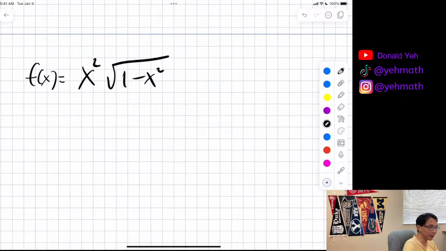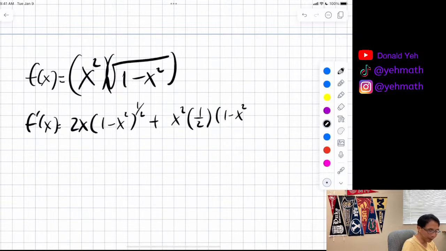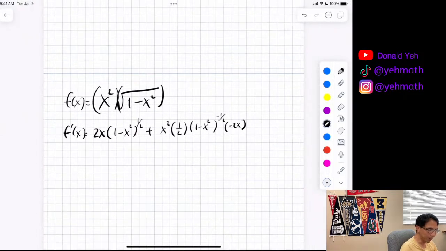All right, so this one's a little bit harder. So f prime of x is equal to, now there are two things happening here. So that's going to be 2x times (1 minus x squared) to the 1/2 power plus x squared. Now this one's kind of hard because you've got 1/2. (1 minus x squared) to the negative 1/2 times negative 2x. Now, this part, if you did it right, great, you get the first check mark here. But the second check mark is really hard to earn.